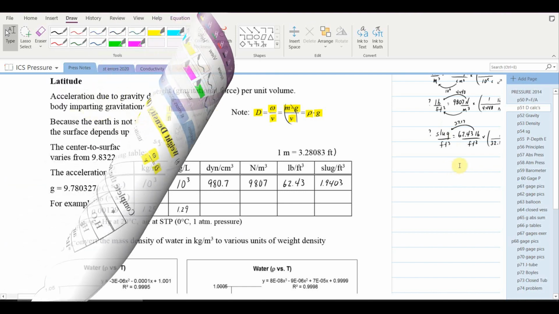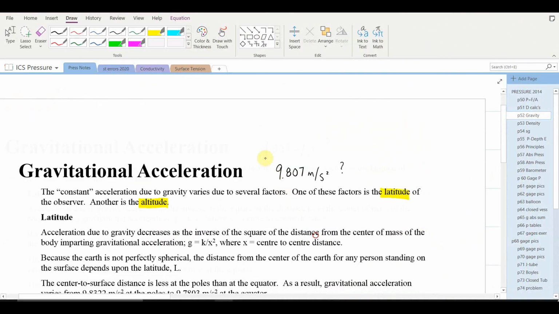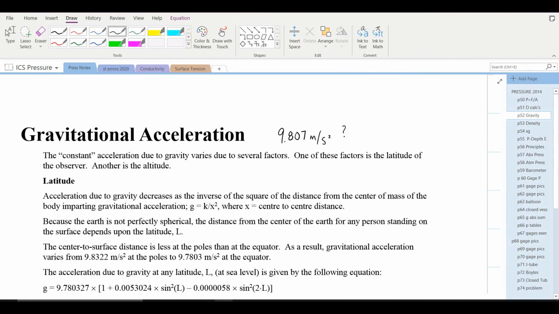Let's take a look at page 52. We've made mention of the gravitational constant. That is the constant acceleration due to gravity. We've been using the value 9.807 meters per second squared. Turns out it's not quite as constant as one might think. It is a function of latitude, which is the north-south position on the surface of the planet, as well as the altitude of an object.